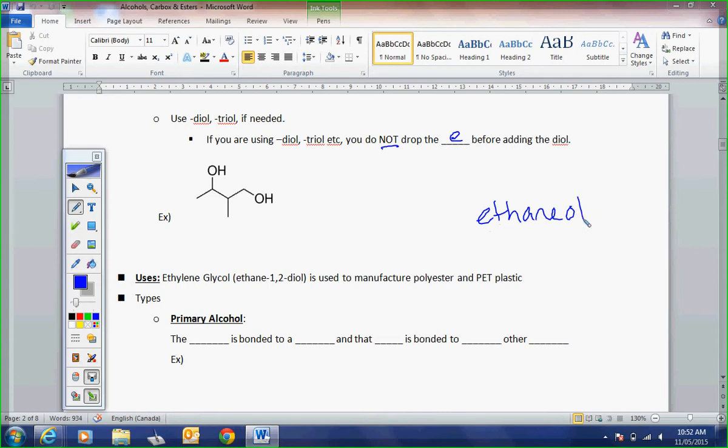ethane-ol, two vowels together. They're not happy with that, so they said let's drop the E. But all of a sudden when you have diol, that's not a vowel anymore, so I can leave the E in there. Okay? Just with diol, not with triol. And triol and tetraol, because they're all consonants and all of that. That's why I put etc. Okay, so diol, triol, etc.